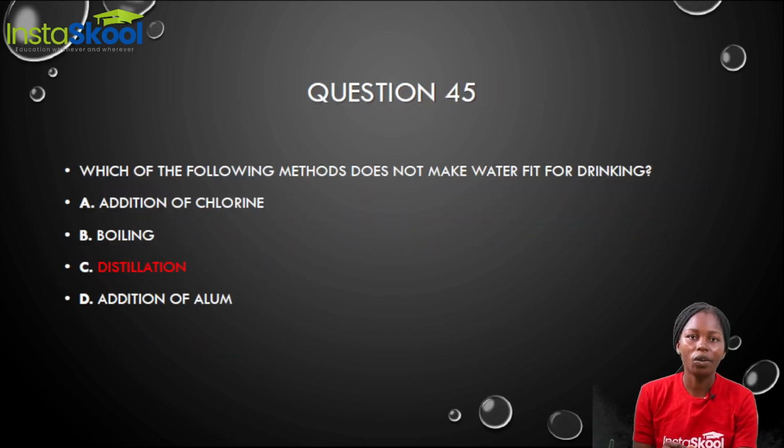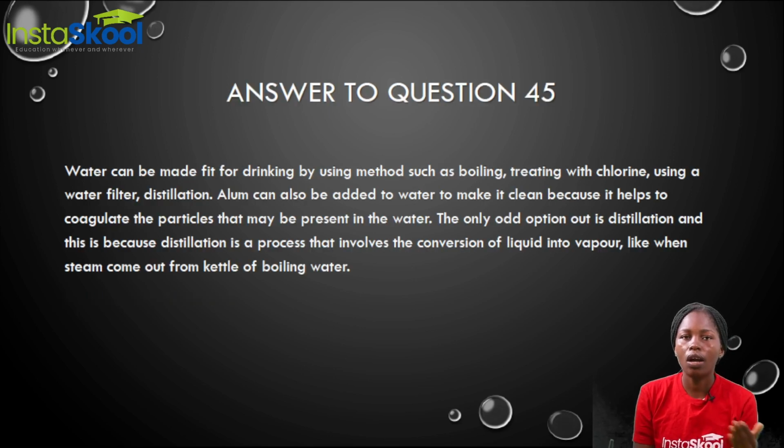Moving on to our question 45. Which of the following methods does not make water fit for drinking? Now, how can we make our water fit for drinking? We can use some methods such as boiling. We can also treat the water with chlorine. We can use a water filter or even alum.